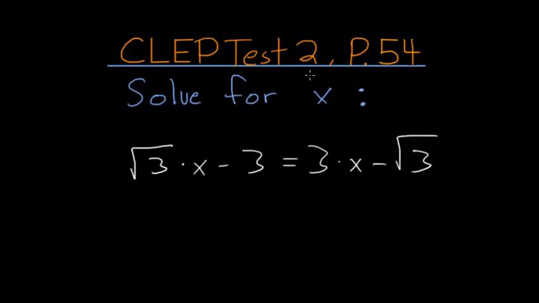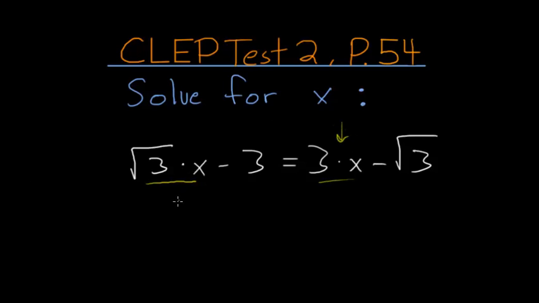In this problem, we need to solve for x, and we have the square root of 3 times x minus 3 is equal to 3x minus the square root of 3. So first, we can get all of the x's on one side of the equation, and usually it's easiest to put them on the side of the equation with more x's. Since 3 is greater than the square root of 3, we'll move all the x's to the right side of the equation.